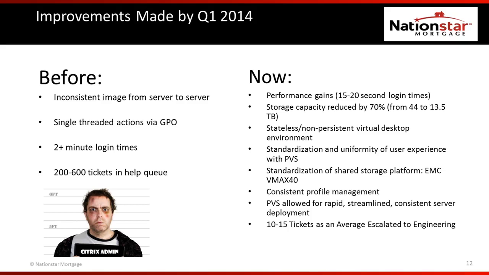And then, if you look on the right there, it says 10 to 15 tickets as an average escalated to us during the week or over a period of a few days. That is actually where it is. And to the left, where it says 200 to 600 tickets in the help queue, that is a reality of where it was at one point, just due to the absolute speed of the growth of the business and our attempt to catch up with infrastructure.